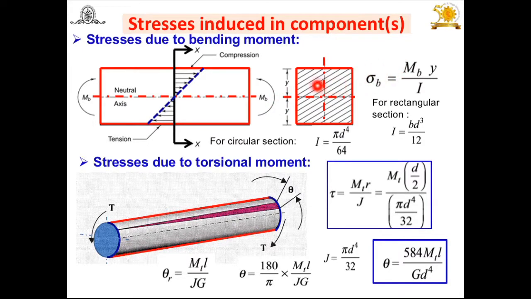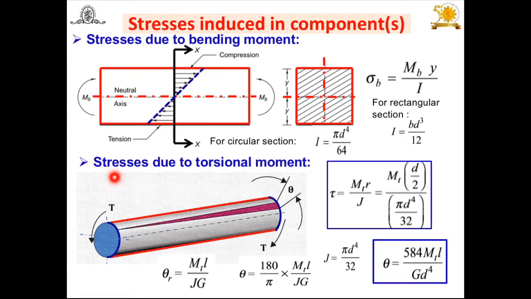If the shape is irregular, other than circular, rectangular or square, then for an irregular cross section the parallel axis theorem is used to find out the value of I. Try to understand, and you might have studied in applied mechanics this parallel axis theorem to find out I for an element having an irregular cross section.